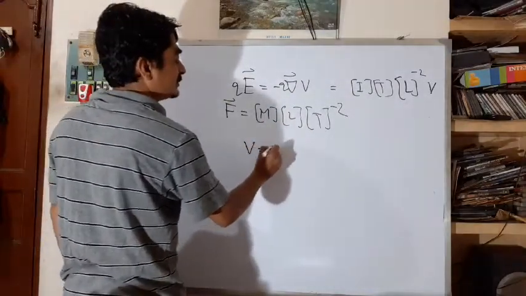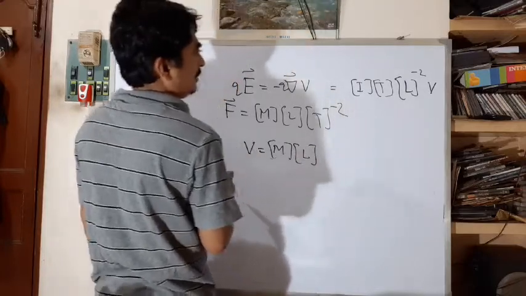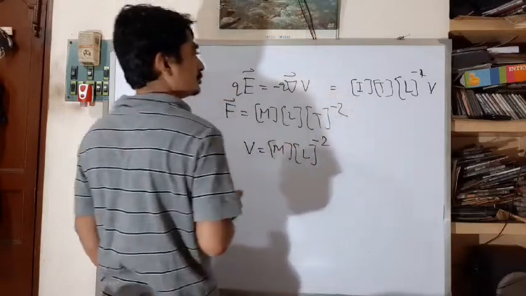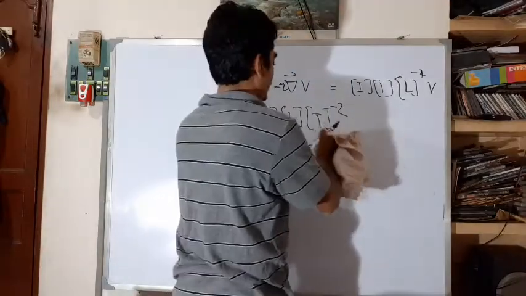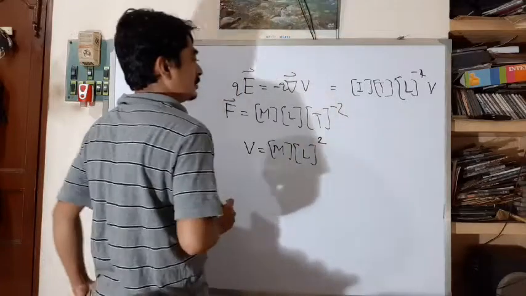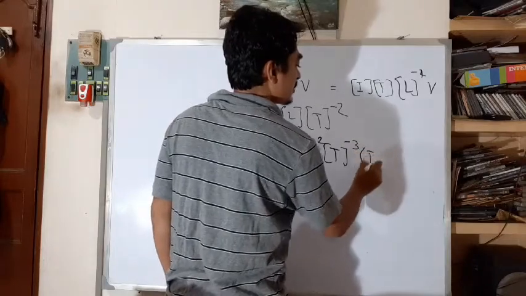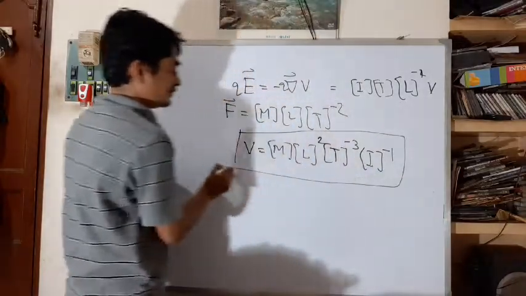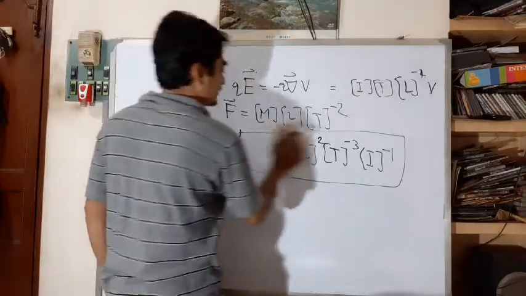So V equals M L minus 1, minus 2. Oh, sorry. L2 and T to the power minus 3, I minus 1. This is the dimension of potential. Okay. Now our main topic, method of images.